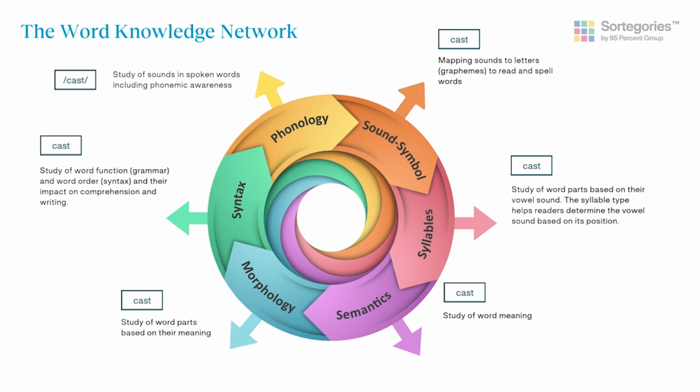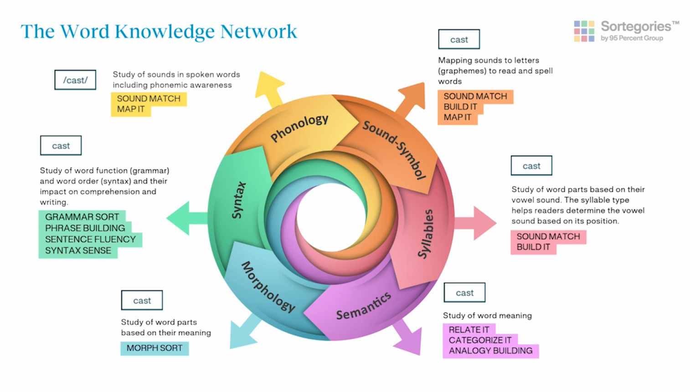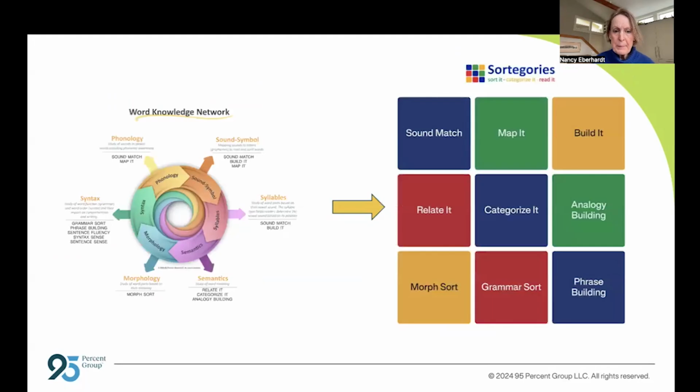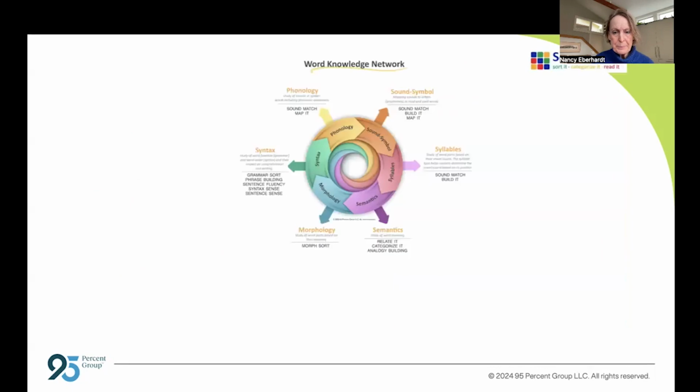And this graphic is showing how Sortegories activities, those activity names listed under each position on the network, are the relationship between Sortegories and the network. Here's another way to look at that, and it's probably the more useful, helpful way to see Sortegories laid out as this 9-activity grid, and each row of activities relates to the network.